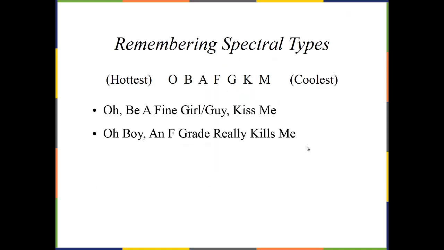One thing astronomers are good at is coming up with clever ways to remember stupid things. The one mnemonic device you'll find in every astronomy textbook is "Oh be a fine girl or guy, kiss me." You will need to remember O, B, A, F, G, K, M. This should help. If you don't like it, here's another one. "Oh boy, an F grade really kills me." Or you can come up with your own.